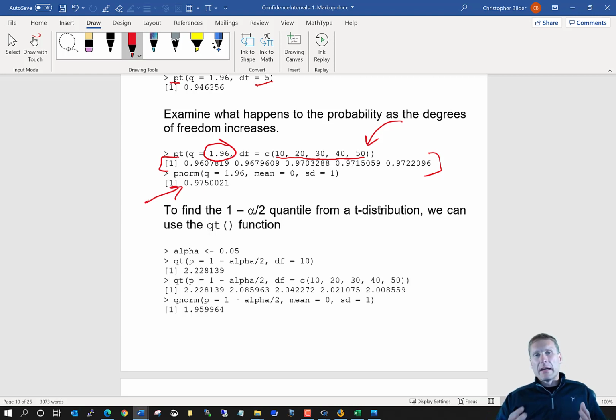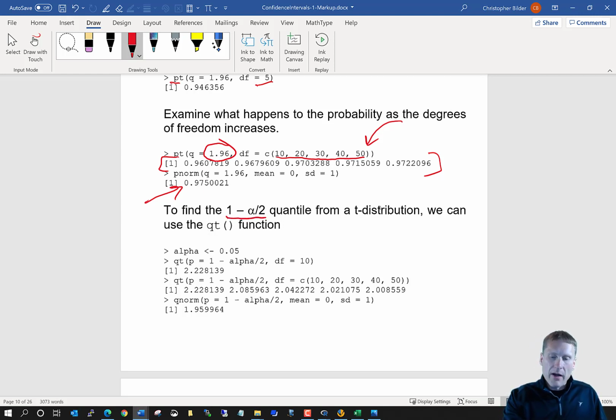So again, as your degrees of freedom increases, as we saw in the Excel file, you get closer and closer to a standard normal. And if you could somehow actually have infinite degrees of freedom, you would get the standard normal. But what about finding quantiles? What about finding quantiles from a t-distribution?